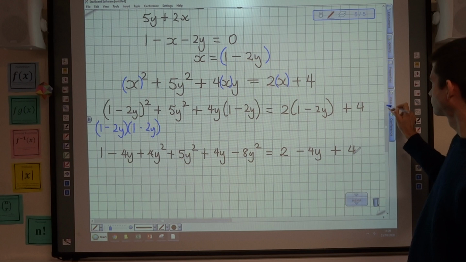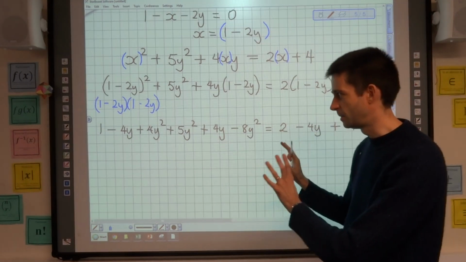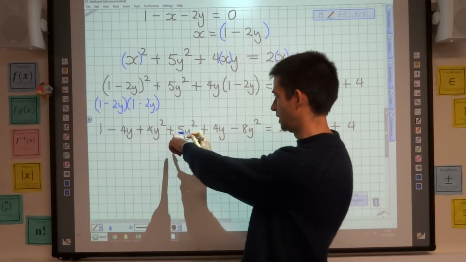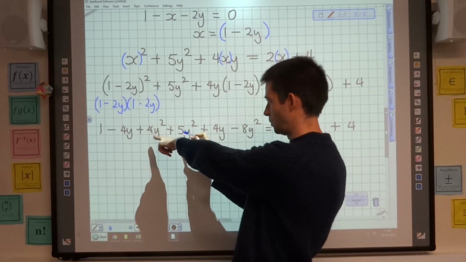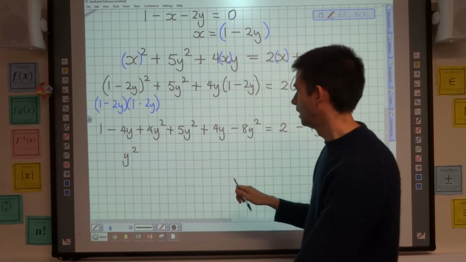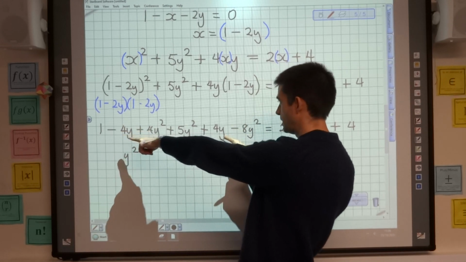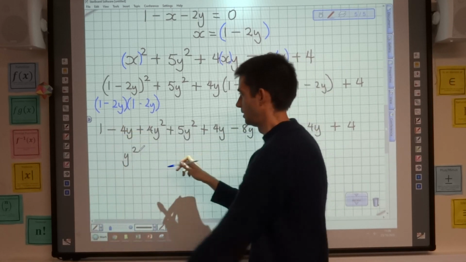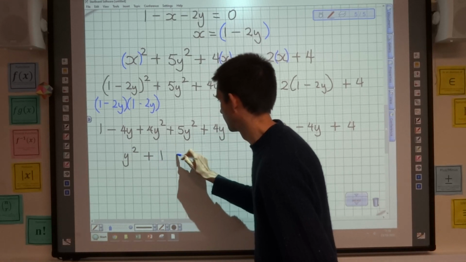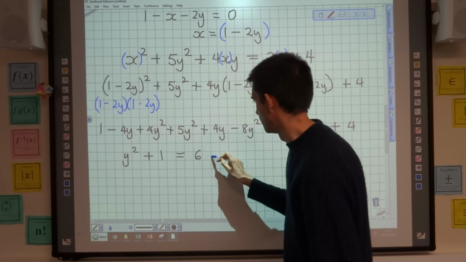plus 4. And what I'm just going to do is tidy up the left-hand side before I start trying to manipulate it all in one go. So looking at the y squared terms, I've got 9y squared minus 8y squared, so I've got y squared. And then looking at the y terms, I've got negative 4y, positive 4y, so they've cancelled out. So I'm just left with plus 1. And on the right-hand side, that's just going to equal 6 minus 4y.